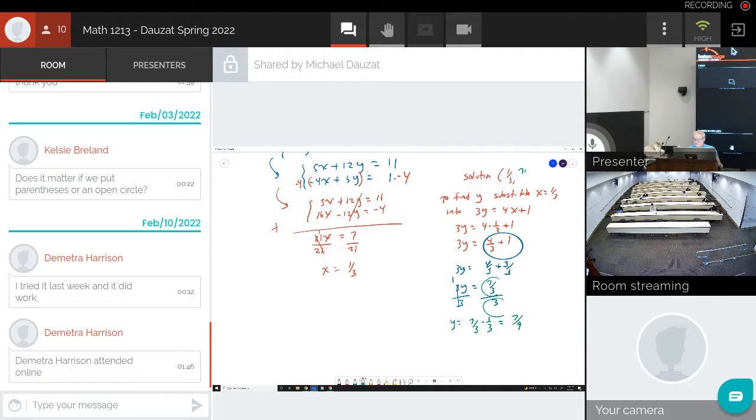So 7/9. So the solution is 1/3, comma, 7/9. Okay? All right, so that is elimination addition.